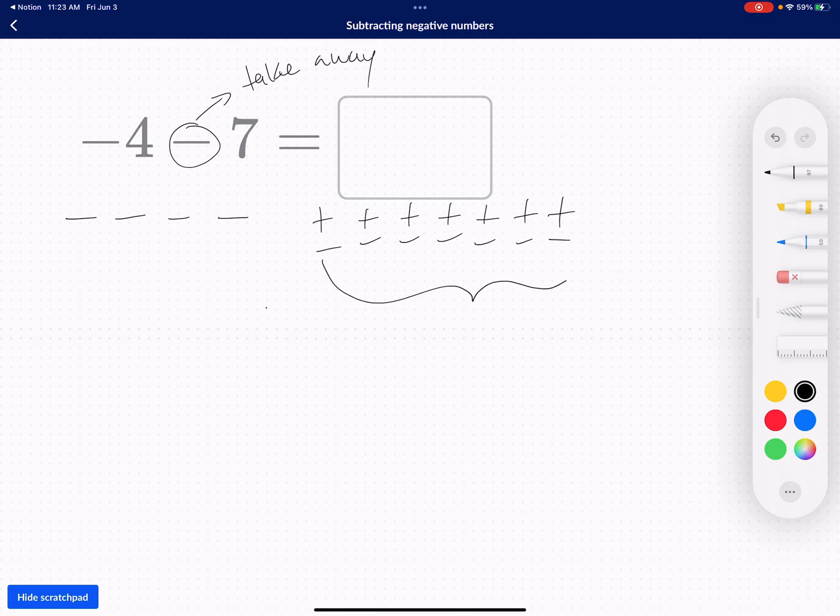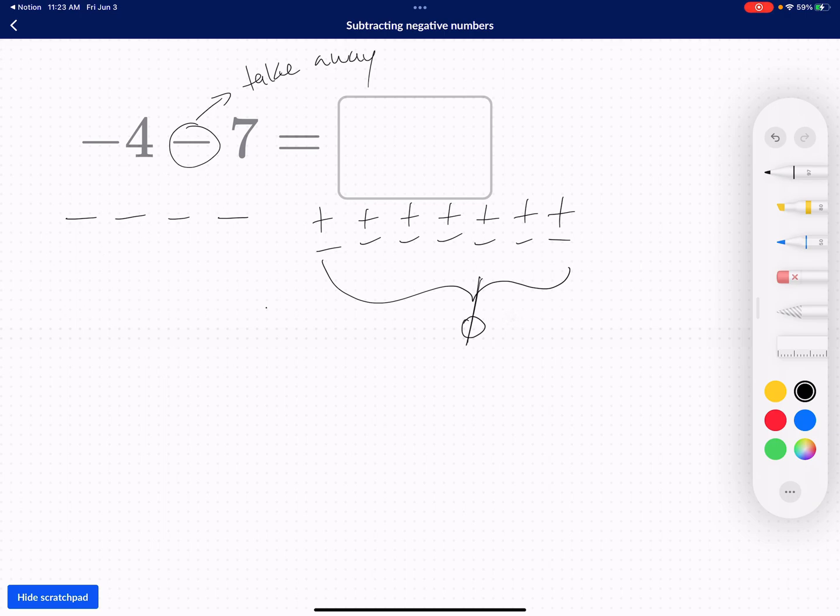And remember, this entire thing is just equal to 0. So if this entire thing is equal to 0, and this is equal to -4, this means that I have 4 negative counters right here, right? I have 4 negative counters, and I have 0. -4 plus 0 is just -4. So this entire thing is still equal to -4.